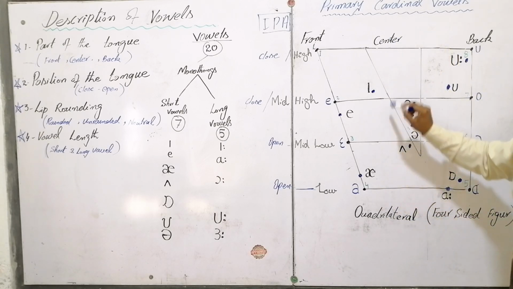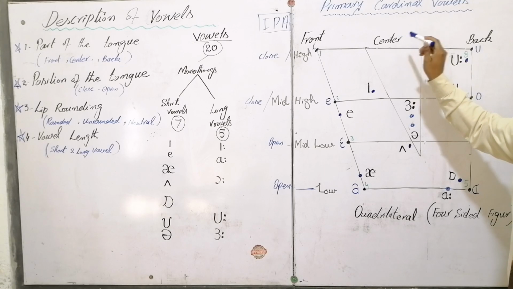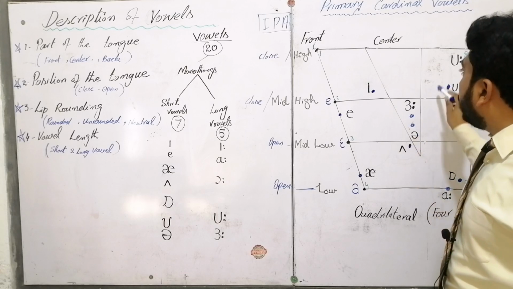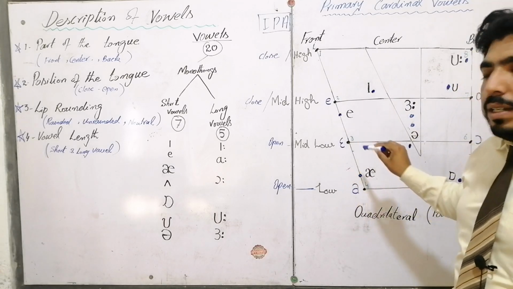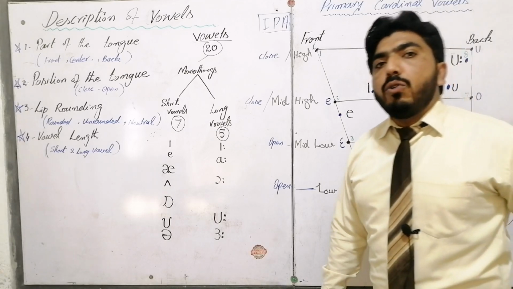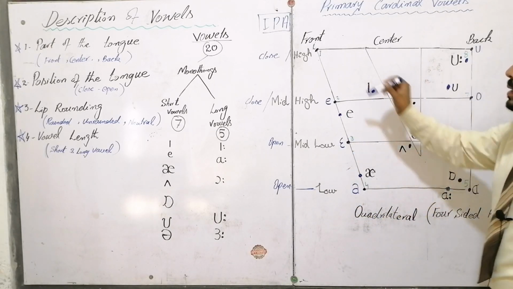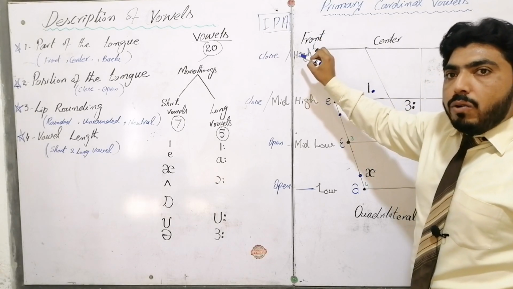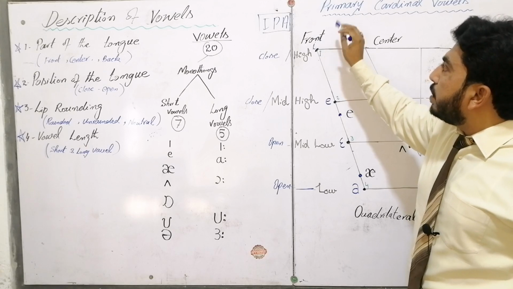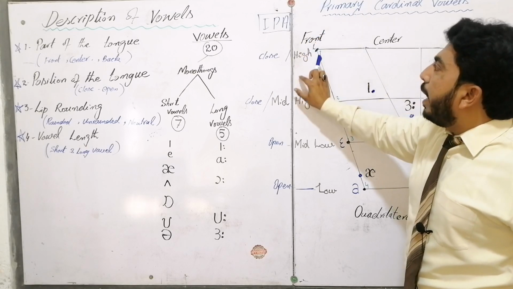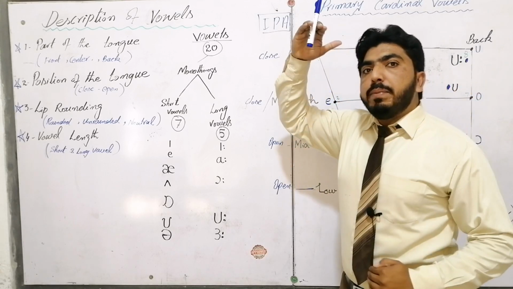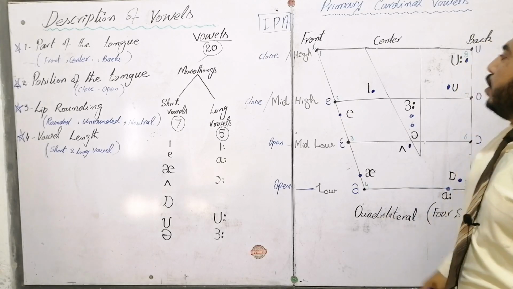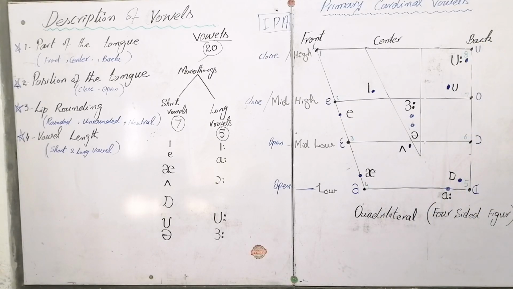This diagram is suggested by IPA, the International Phonetic Association, and it is not only used to place English vowel sounds, rather it can be used to place vowel sounds of any language. Another point: these are the extreme positions, the reference vowels, the imaginary vowels. These extreme positions show the maximum front part of the tongue and the maximum high position of the tongue during the production of a sound like E. Got it? So this is all about the description of vowel sounds.